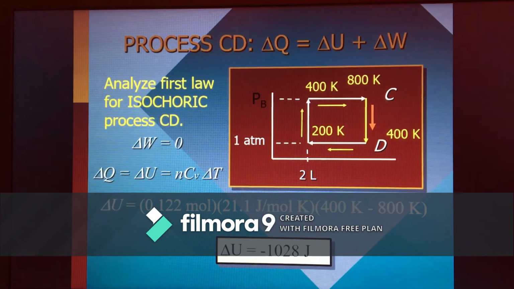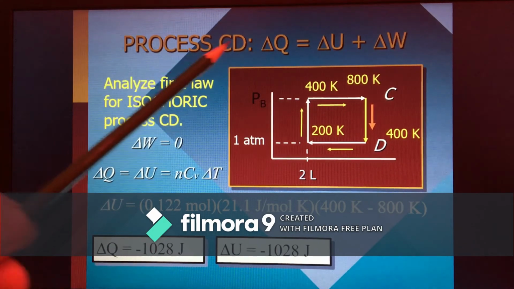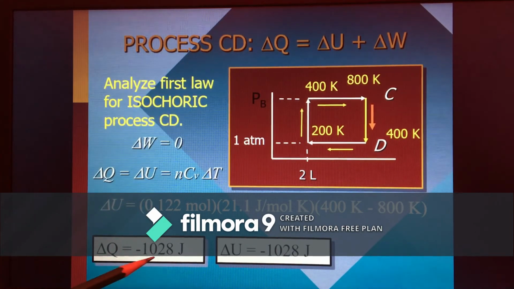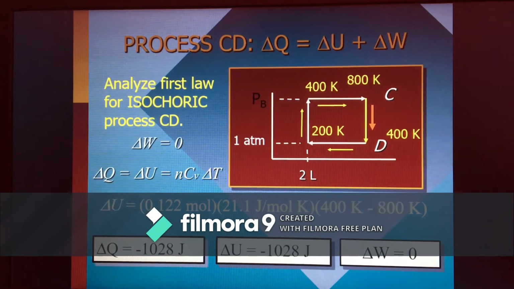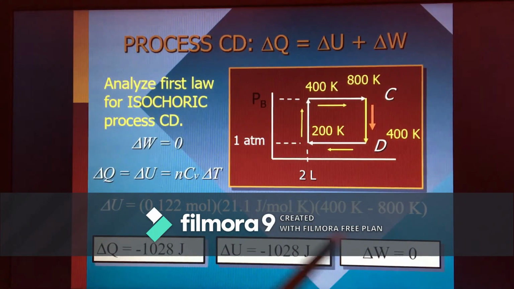Any question? So delta Q, since delta U is equal to delta Q, the change of heat is also negative 1028 joules. And delta W for an isochoric process is equal to 0.